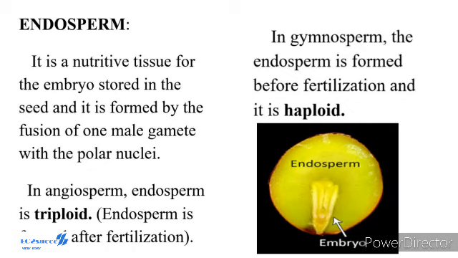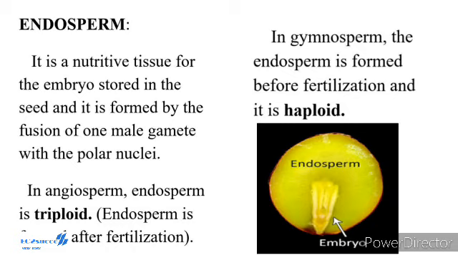Next, we discuss the topic of endosperm. Endosperm is a nutritive tissue for the embryo stored in the seed, and it is formed by the fusion of one male gamete with the polar nuclei. The endosperm is a nutritive tissue of the seed. It lies inside the embryo sac. It contains starch and oil. It is used by the developing embryo. The endosperm is formed by the fusion of one male gamete and two polar nuclei. Hence, the endosperm is triploid.